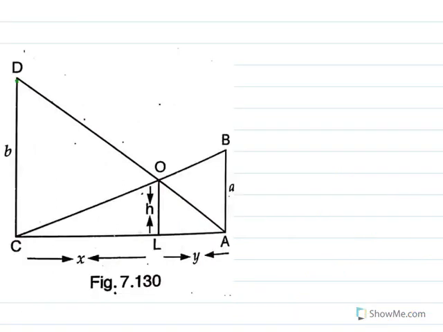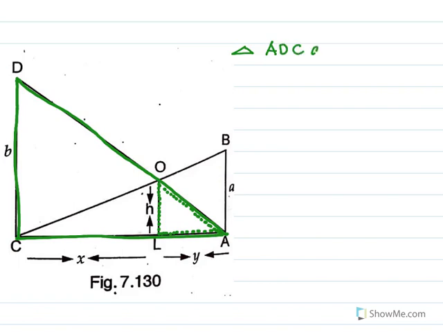Now I do the same procedure, but I take another two triangles. I take this large triangle, this triangle, and then I will take the smaller triangle, this triangle, and prove that they are similar. These two triangles, let me write down. The larger triangle is ADC and the smaller triangle is AOL.